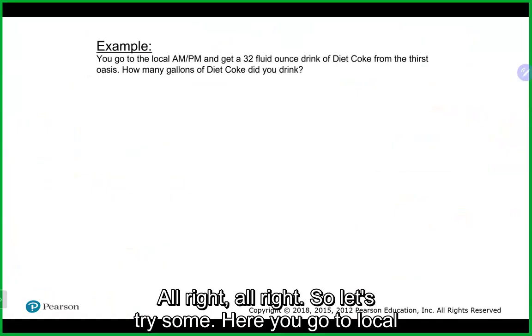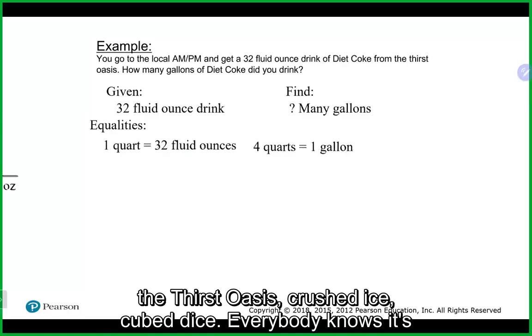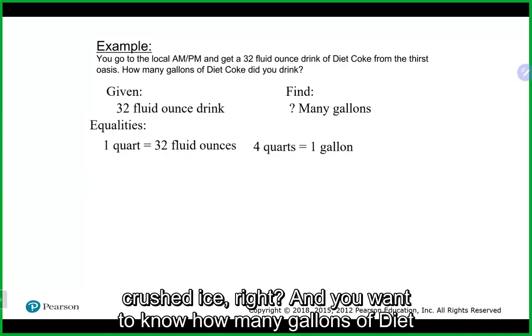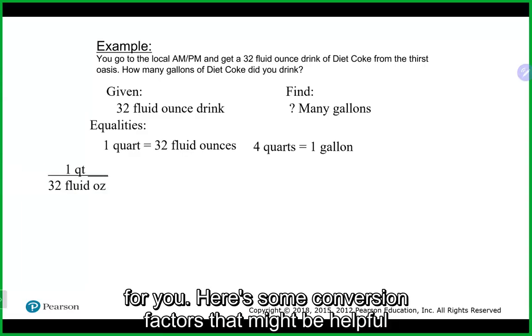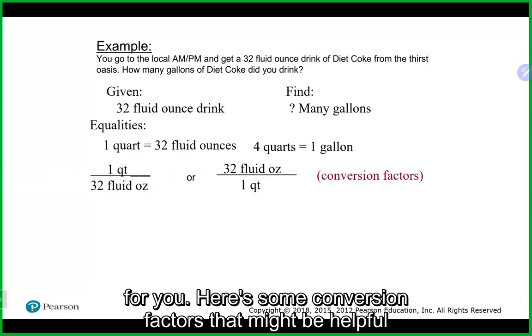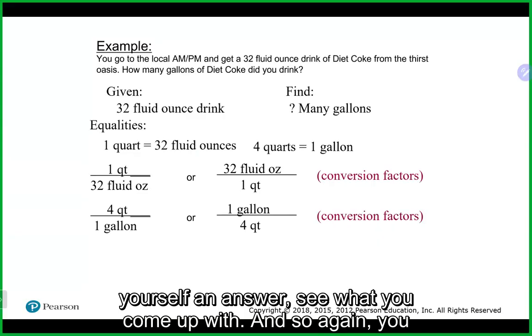All right, so let's try some here. You go to the local AM PM, you get yourself a 32 fluid ounce drink of Diet Coke from the Thirst Oasis. Crushed ice, cubed ice. Everybody knows it's crushed ice, right? And you want to know how many gallons of Diet Coke you drank. Here are some conversion factors that might be helpful for you. So set it up with dimensional analysis. Get yourself an answer. See what you come up with.